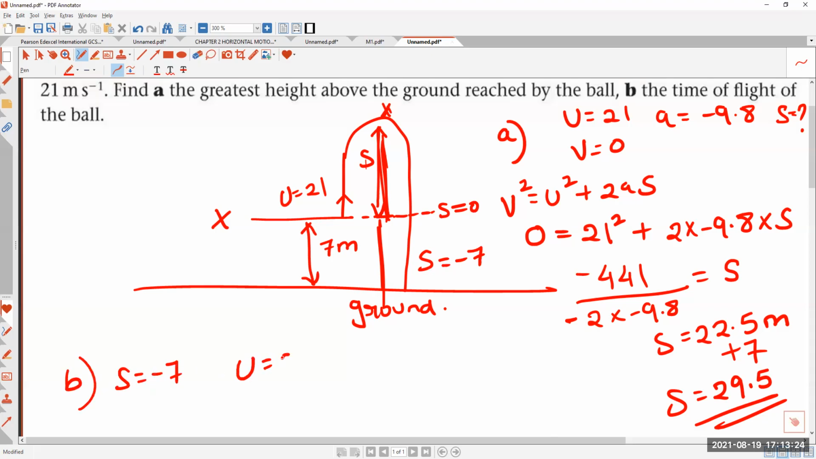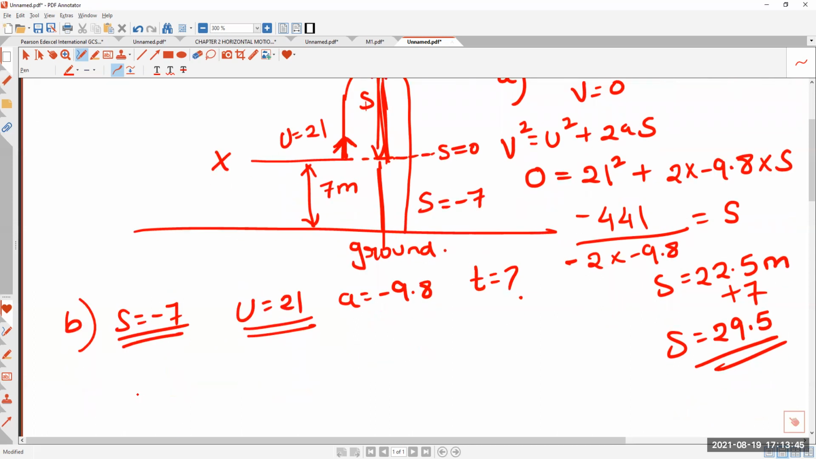u is 21. Then a is minus 9.8. Because we take acceleration with initial direction, and displacement with the final position, because we are looking for final time. Our initial velocity you know. Which formula? They want the time, right? Time, question mark. Which formula? s equals ut plus half at square.